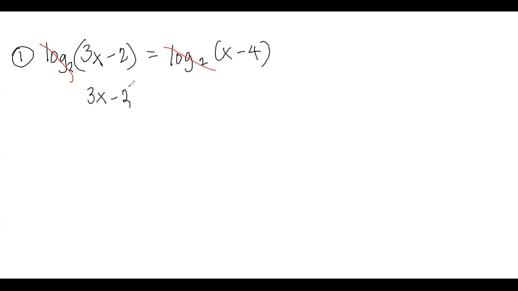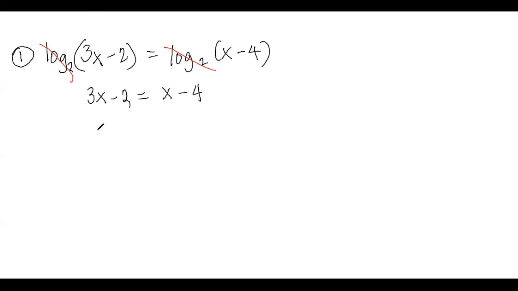Let's take for example, we have logarithm of 3x minus 2, yung buong yan, equals logarithm, lagyan natin ng base 2, logarithm of x minus 4. Kapag both sides of the equation, yung merong logarithm, pwede na nating i-cancel yon. Sunod, kunin niyo yung mga natira. So, we have 3x minus 2 equals x minus 4.